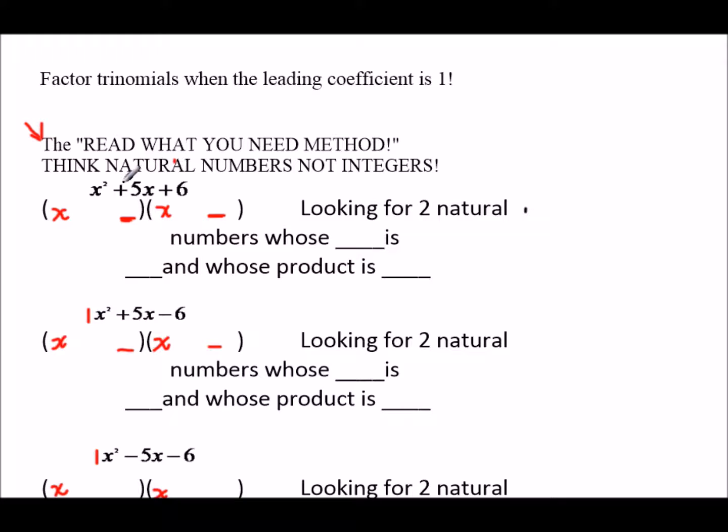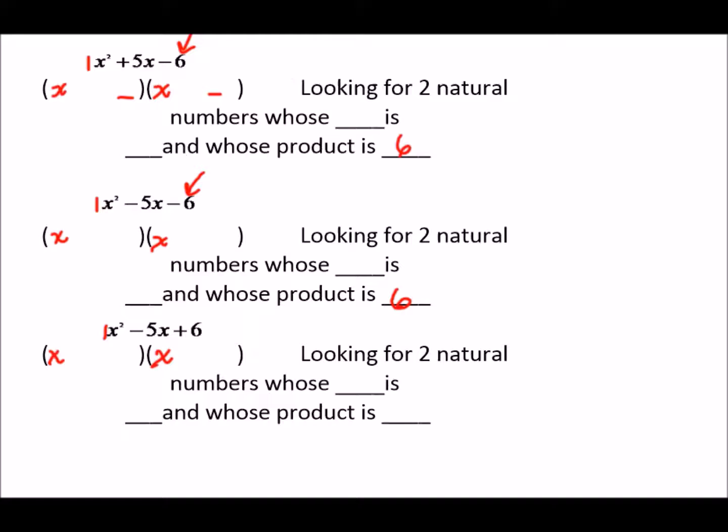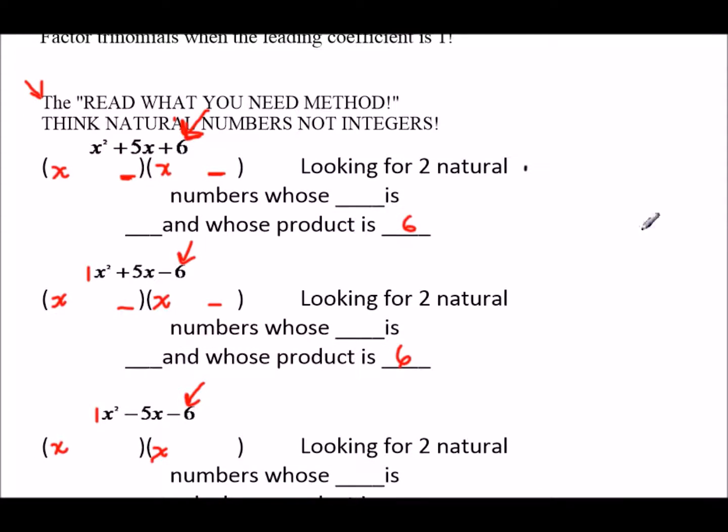I'm looking for two numbers, two natural numbers whose product is 6 every time. So I'm going to put whose product is 6 in each of these. Easy enough. Let's think about the numbers whose product is 6. Well, that would be 3 times 2, or 2 times 3, and 6 times 1. In this case, that's our only options.